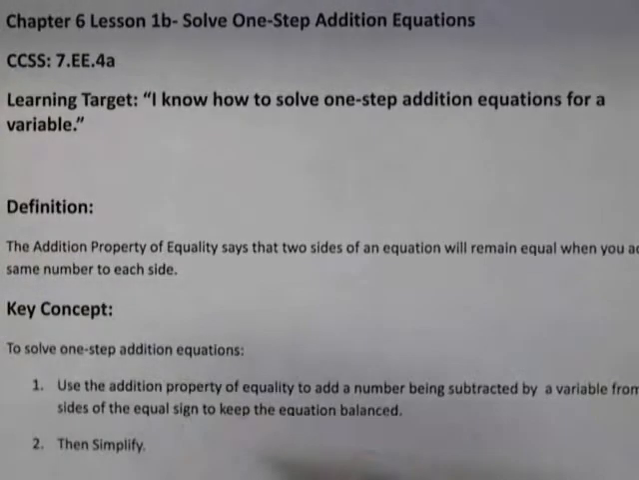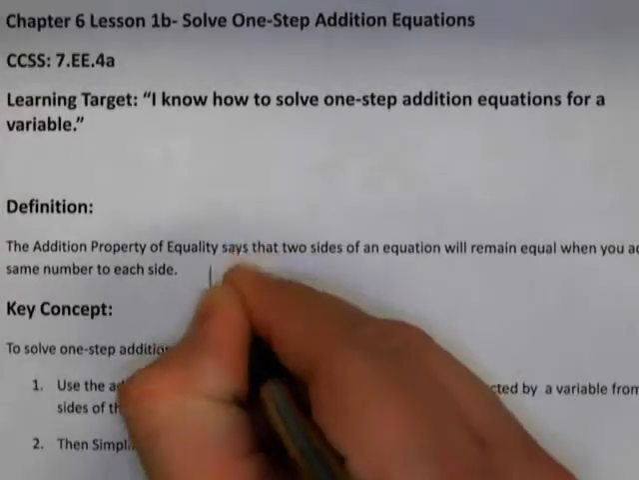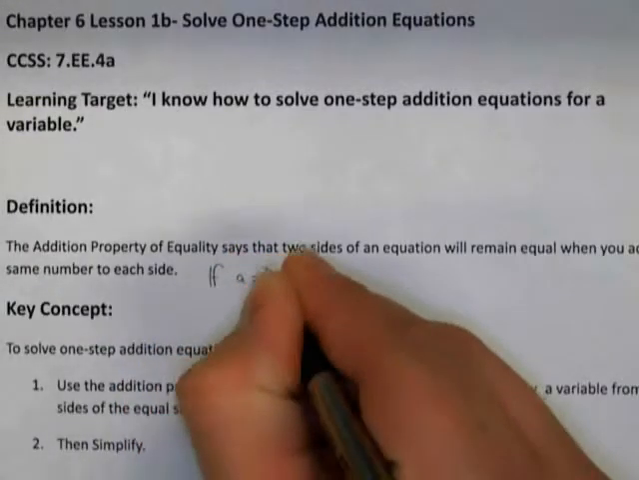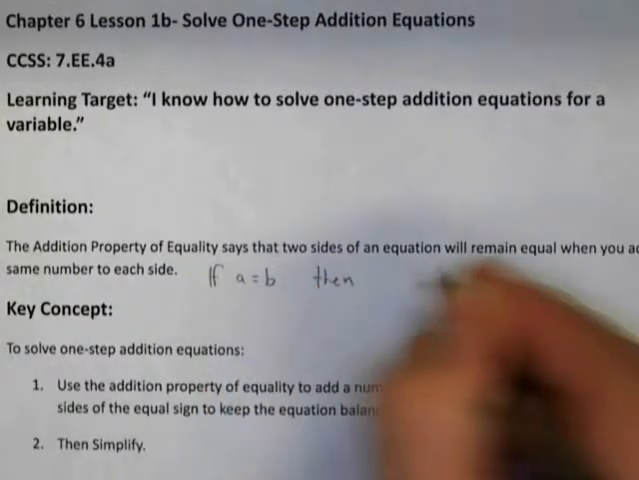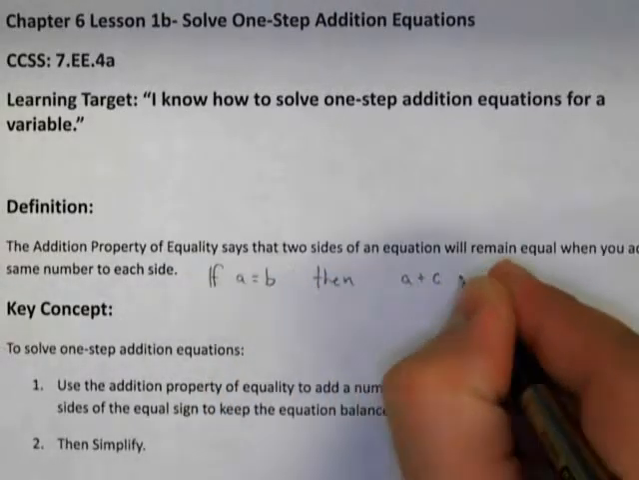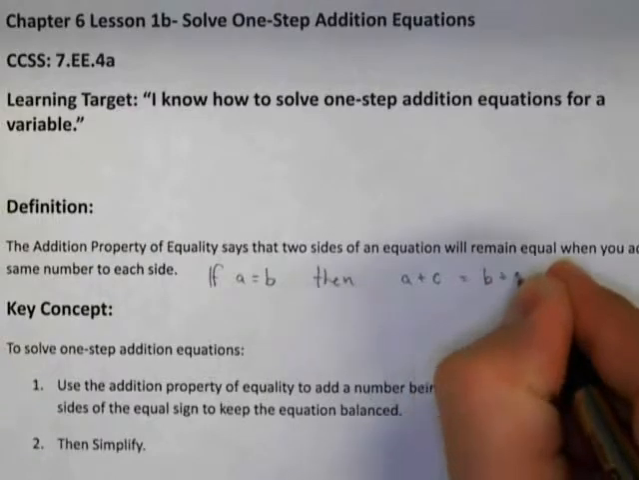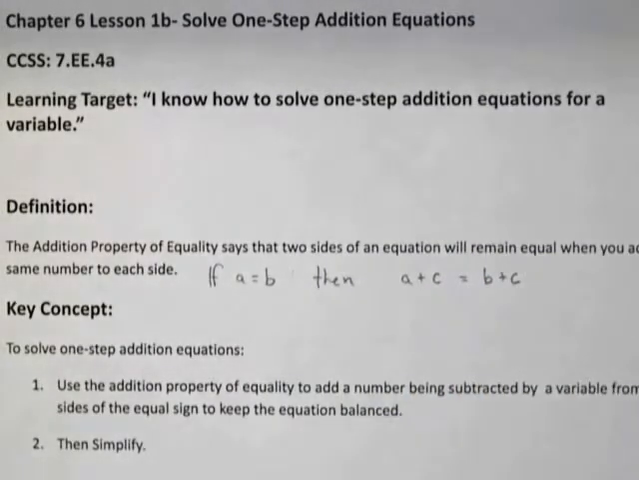So what that is, is that if A equals B, then A plus C will equal B plus C, right? If A and B are the same thing, then if you add C to it, everything will stay equal. And that's exactly what the addition property of equality says.